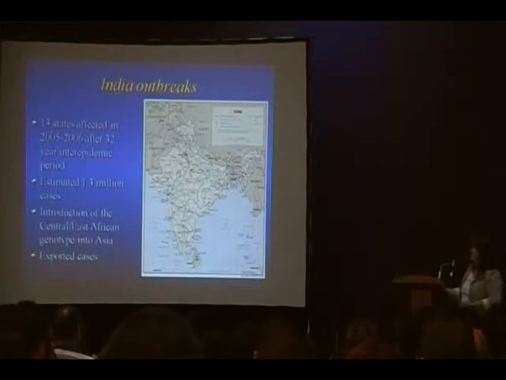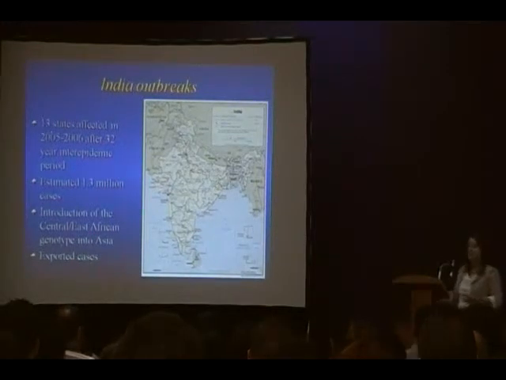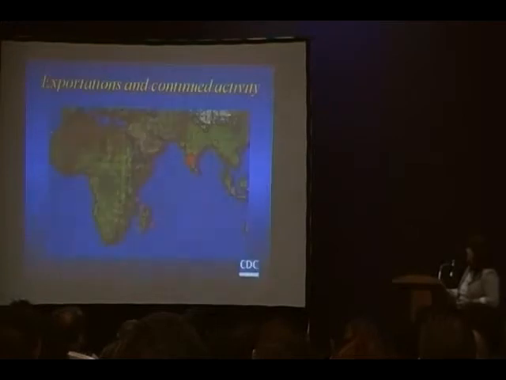This was also the first time that the Central East African genotype had moved outside of Africa, and that's something that we'll talk a bit more about later in terms of surveillance. Well, as you can imagine, with 1.3 million cases, there were a lot of visitors coming to India who were becoming infected and then taking the virus back to their own countries.